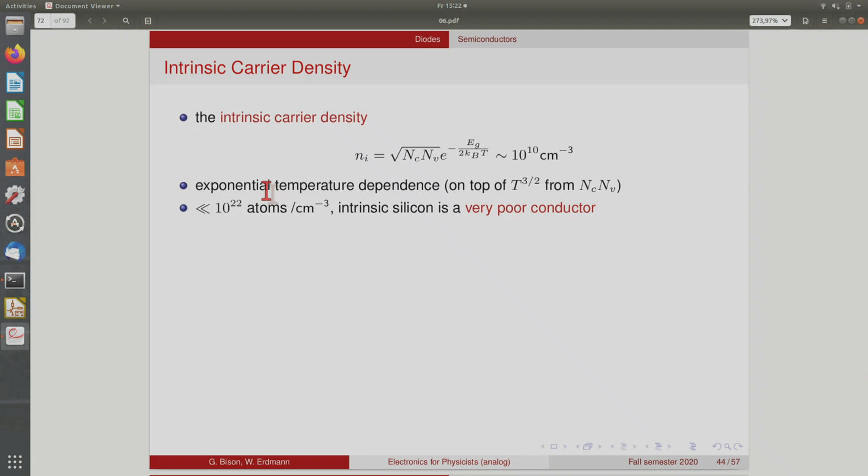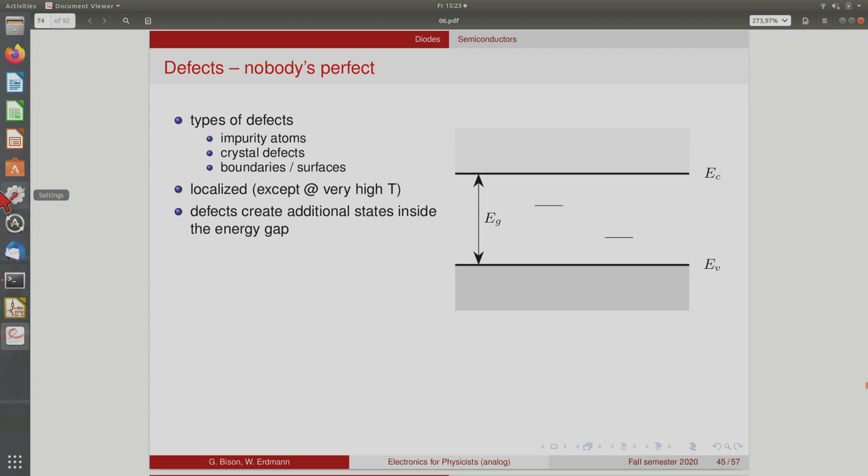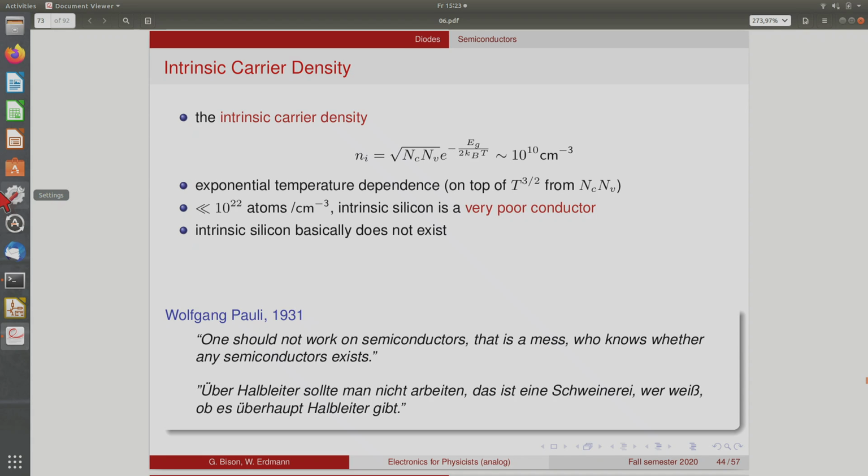The other thing to note is that you can compare this number with the typical number of atoms per cubic centimeter in such a crystal, which is of the order of 10 to the 22. So it's many, many orders of magnitude smaller than what you have, for instance, in a metal. So intrinsic silicon, really pure silicon, is an extremely poor conductor because the number of electrons per cubic centimeter is so much smaller than it is in metal, for instance. The other thing to note is that intrinsic silicon basically doesn't exist because it's never so pure that you really can neglect that you really have this intrinsic charge carrier density.